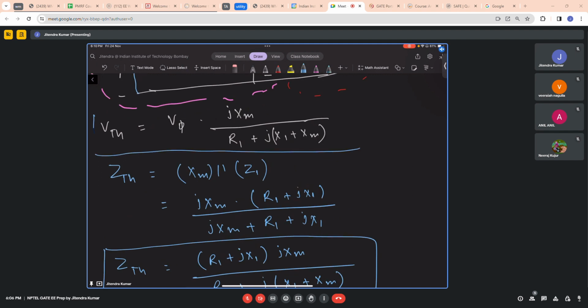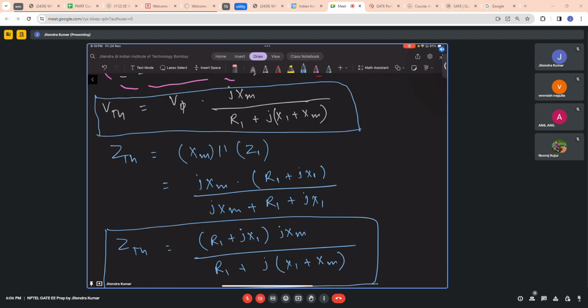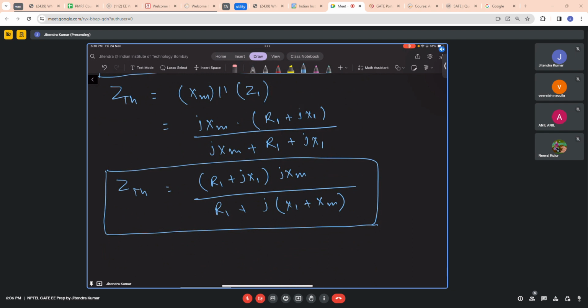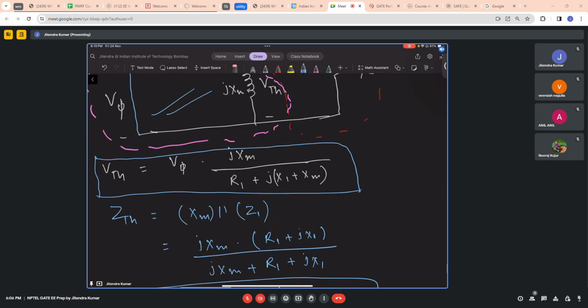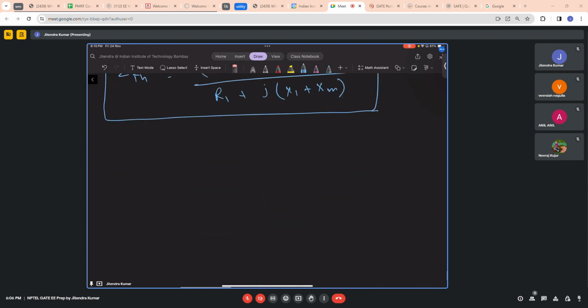Further, we will take some more assumptions which will further simplify our calculations. So this is VTH and ZTH. Now we want to represent our circuit, which was initially this circuit, in a much simpler way. So there will be one voltage source, VTH.